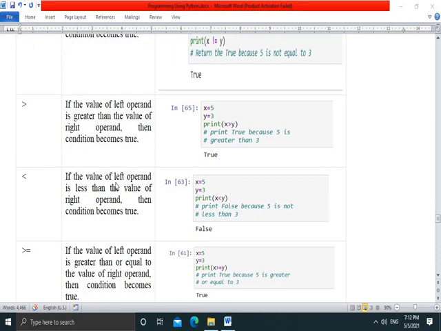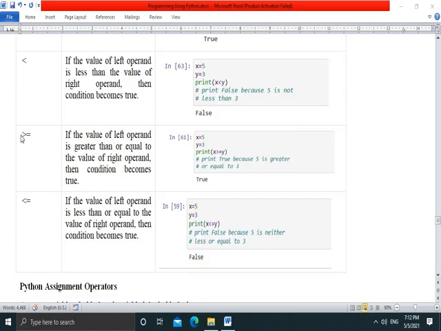Less than. If the value of left operand is less than the value of right operand, then condition becomes true. Means here x is 5, y is 3. So 5 is not less than 3. So answer is false. Greater than equal to. If the value of left operand is greater than or equal to the value of right operand, then condition becomes true. Means here x is 5, y is 3 and x is greater than equal to y. Here 5 is greater than 3.